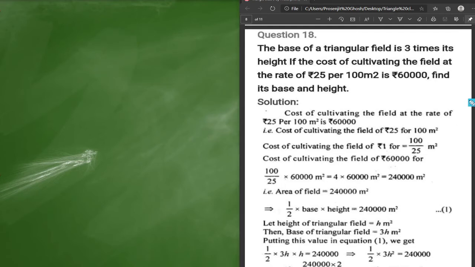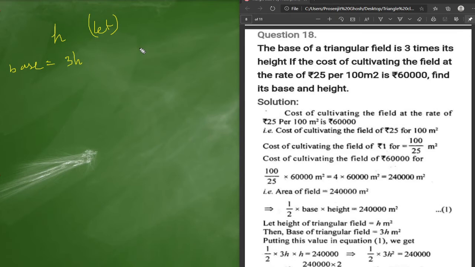First of all, a triangular field is given. We don't know what kind of triangle it is, so we are assuming it is a certain arbitrary one. The triangular field has a base of 3 times its height. That is the trick over here, the relation between height and base. So let the height be h. You have to write it like that. Then the base, as given, is 3 times the height, 3h. That's the first thing you need to know.